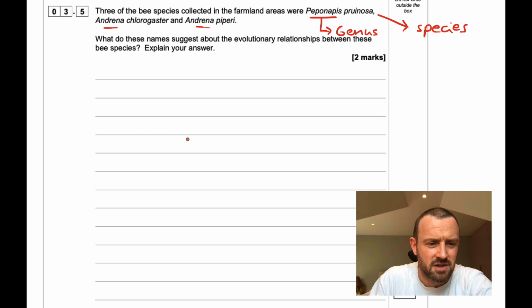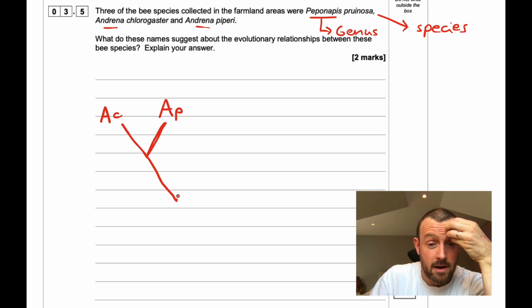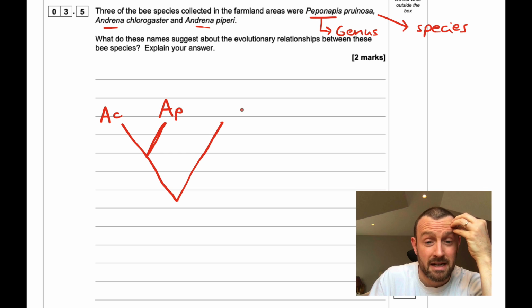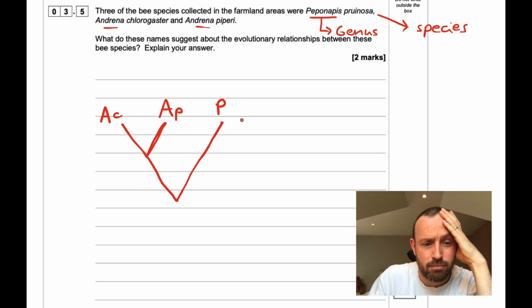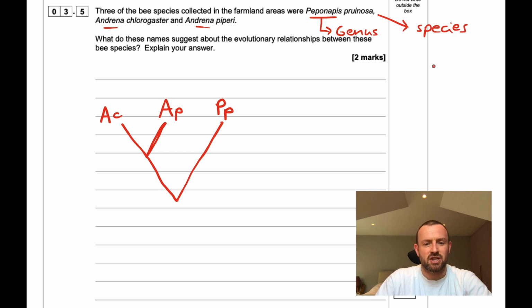So what we've probably got is sort of a phylogenetic tree. If I draw it, it's difficult to say exactly how it's going to look, but we've got 2 bee species that are relatively closely related. I'm just going to abbreviate by Andrena chlorogaster, and here we've got Andrena piperi. Those are more closely related, and then somewhere less closely related is this one, Peponapis pruinosa. So that's the relationship there, and you want to use the words genus, species, and maybe binomial name in your answer. 2 marks, there should be plenty of things to say to get the 2 marks.